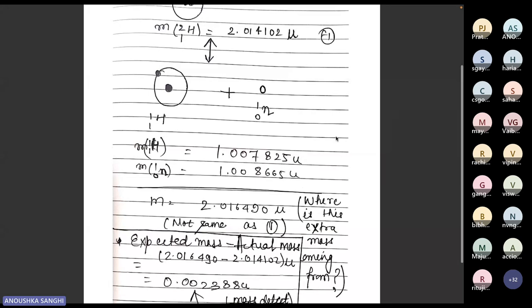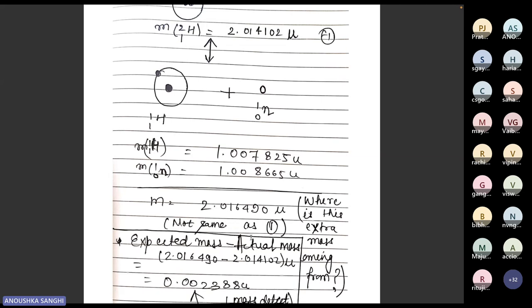Here we can see, right? We are studying a new concept, which is very important, about binding energy and mass defect. We can see clearly that there is some mass difference. But why is it coming? Where is this extra mass coming from? Or why is this one less than this?